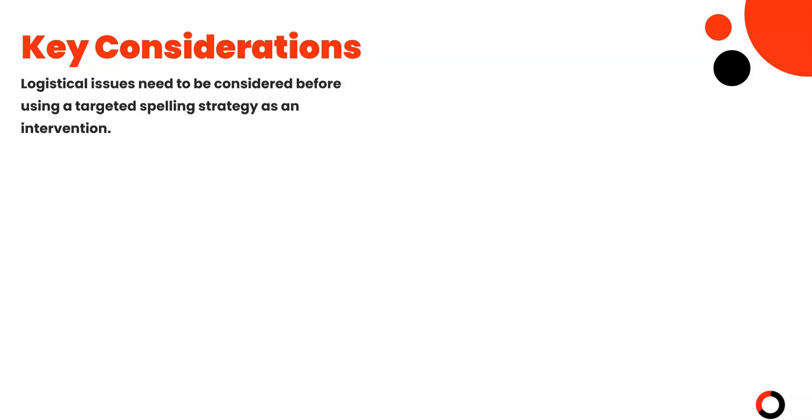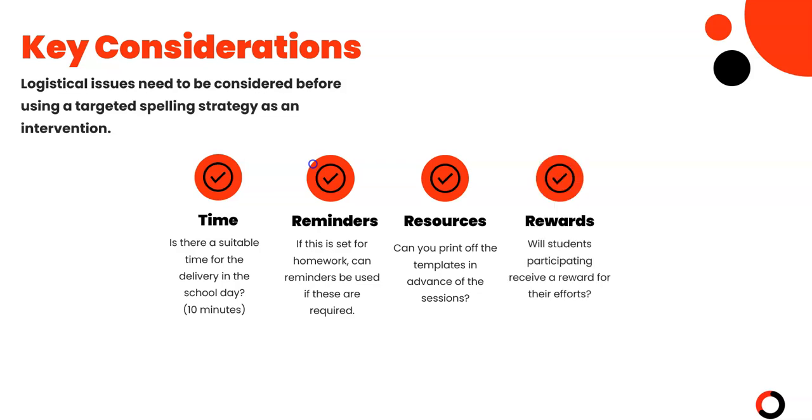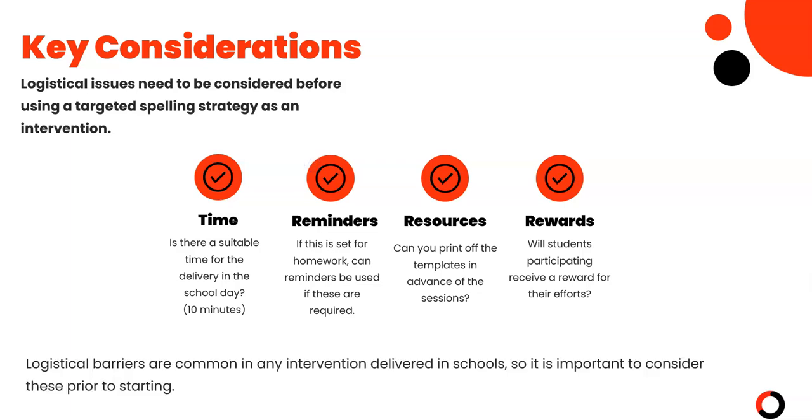Then moving on to key considerations. Logistical issues need to be considered before using a targeted spelling strategy as an intervention, such as is there a suitable time in the day for the delivery, reminders if it's set for homework, resources, if you're using templates, can these be printed in advance, and rewards, will you link this to any rewards? So logistical barriers are common in any intervention delivered in schools, so it's important to consider these prior to starting.